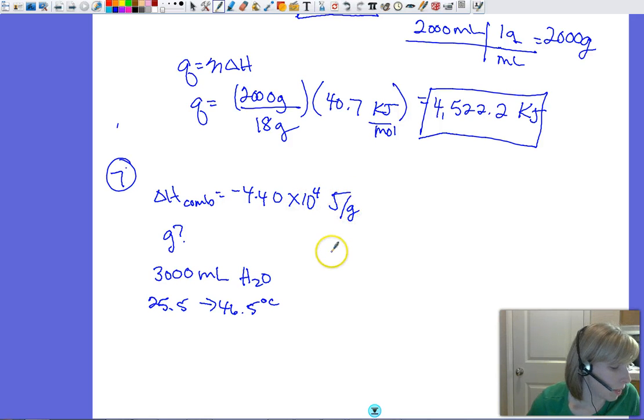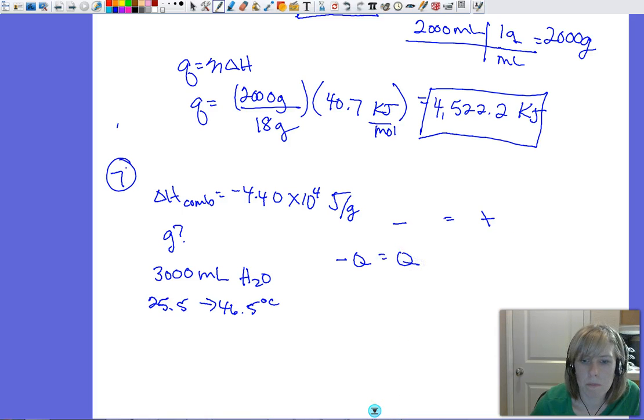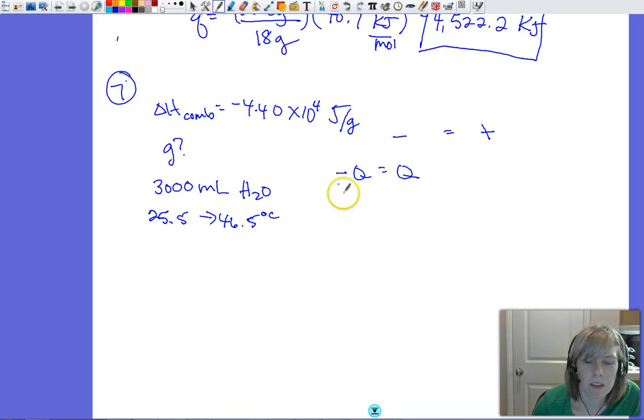So this takes place in a calorimeter, so that means that one thing is going to be giving off heat, and then something else is going to be gaining that heat. So when we have that situation, we're going to have our negative Q equals Q equation. And for this, you can have MC delta T of the one that's losing it equaling MC delta T of the one that's gaining it.